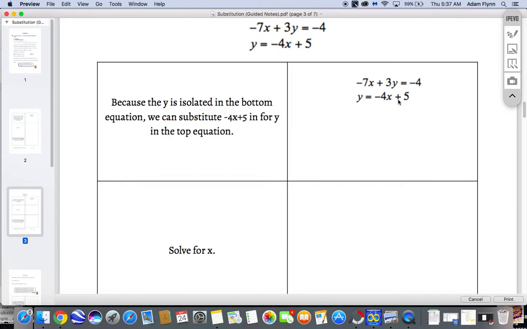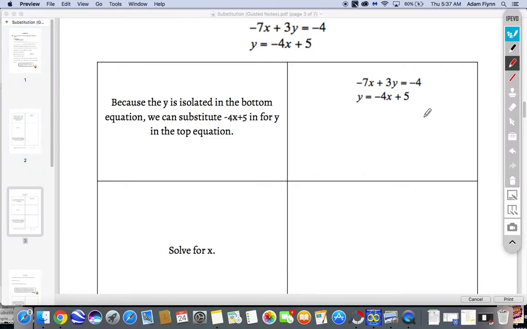So, taking a look at this system, negative 7x plus 3y equals negative 4, and y equals negative 4x plus 5. We notice that the y is isolated in the bottom equation. We just have one variable isolated this time. But that's good. That means we're not going to have to do a ton of algebra before we get going. We don't have to isolate a variable by ourselves.